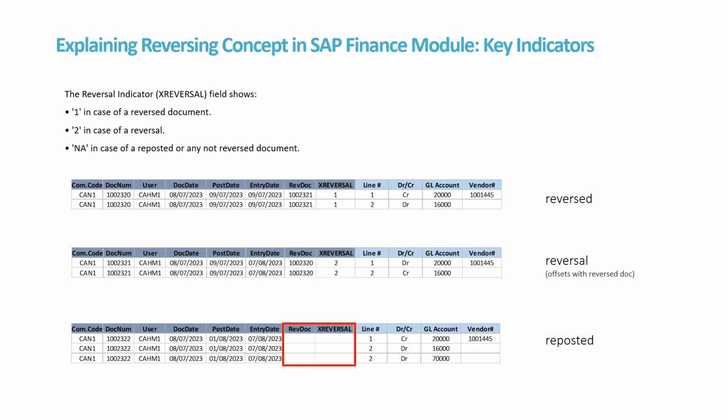The reversal indicator field shows 1 in case of reversed document, which is the initial document, the first one, as you see in your screen, and 2 in case of reversal, which is kind of an offsetting document, and nothing or none in case of new document or any document which was not corrected, not reversed, or it's not a reversal. Reposted documents are neither reversed nor reversal. Hence, they have no reverse document number and reversal indicator.